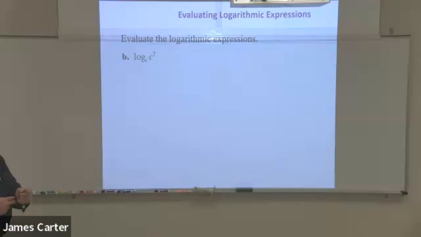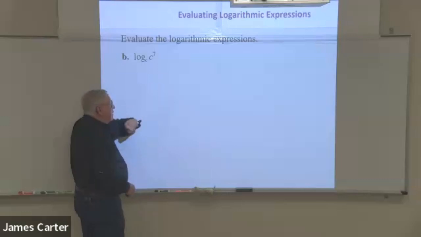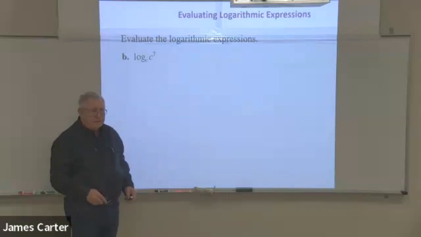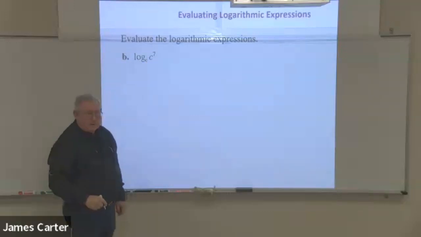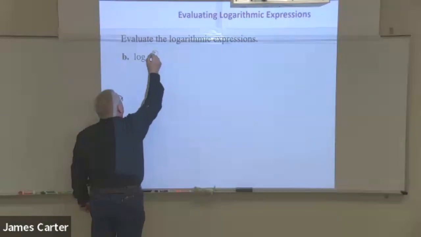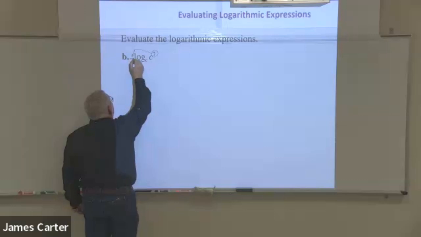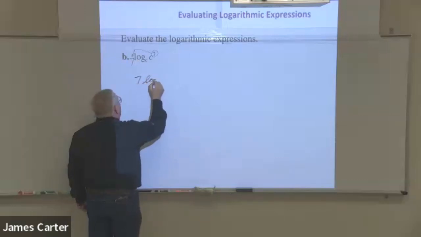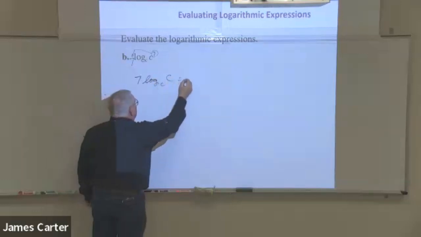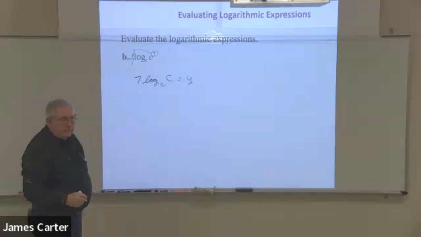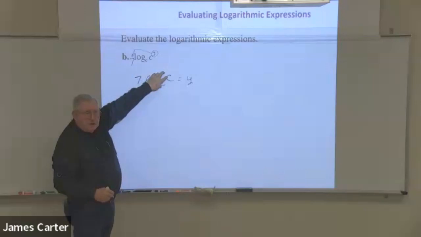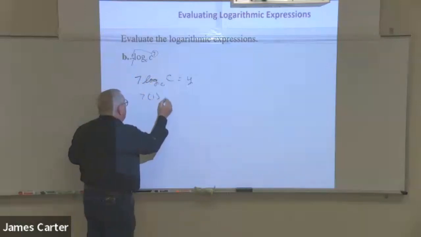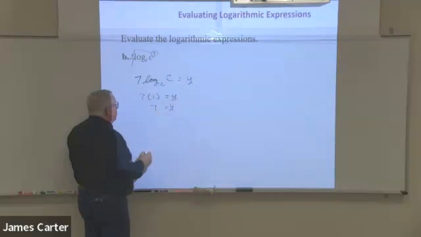What's this one gonna be? Well, this one's got a kicker in it. Now I'm gonna tell you something that we haven't gotten to yet. Now they're gonna tell you the answer is 7. Now, when you have a power like that, you take this and move it out front. So you would have 7 log C of C equals y. When you got this power up here, you bring it out front. And what is log C of C gonna give me? 1. So that means I have 7 times 1 equals y, or y equals 7 in this case.